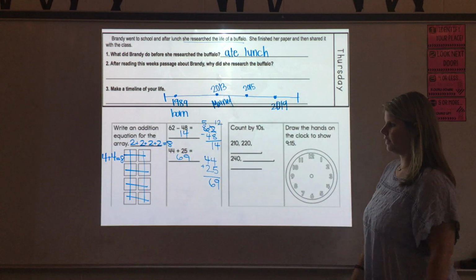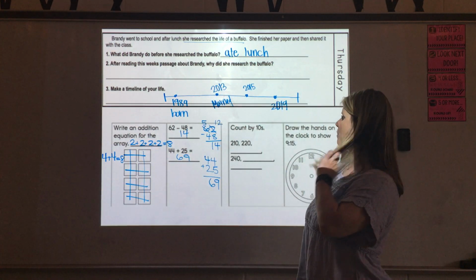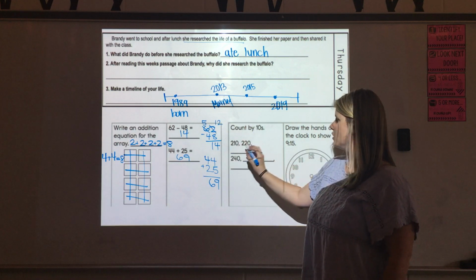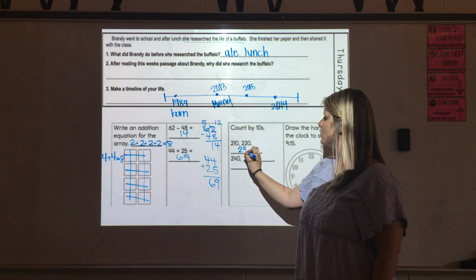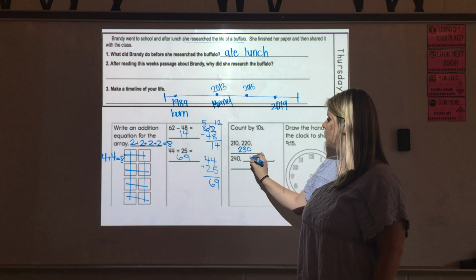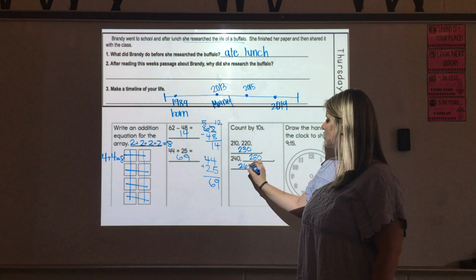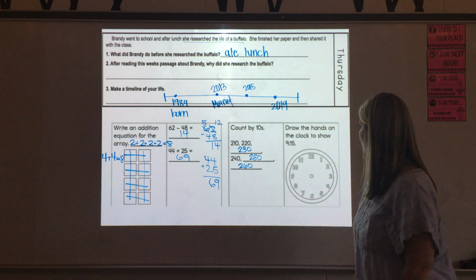All right. With our pattern, they're asking us to count by tens. So after 210 would be 220, 10 more would be 230, 240, then 250, then 260.